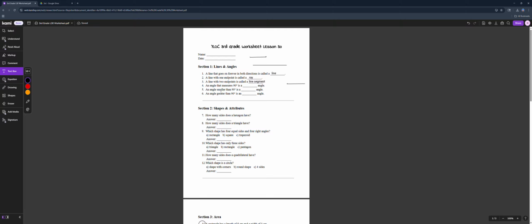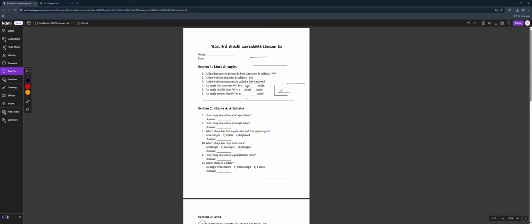And number 4, an angle that measures 90 degrees, which would typically look like this. This will be a right angle, or a 90-degree angle. And then we have number 5, an angle smaller than 90 degrees. It would be smaller than this, so it would typically look like this. This would be called an acute angle.